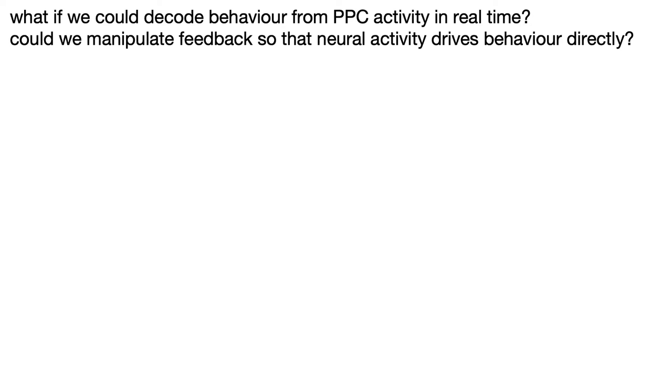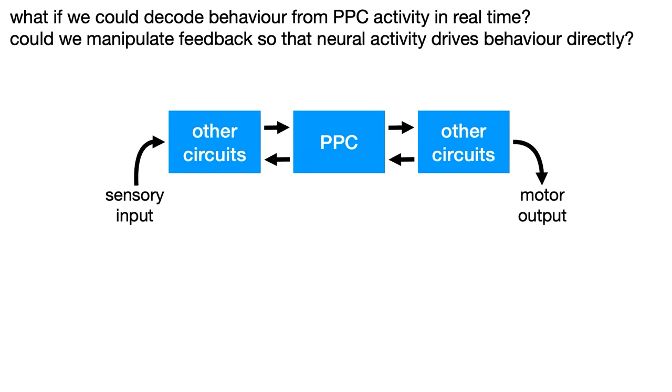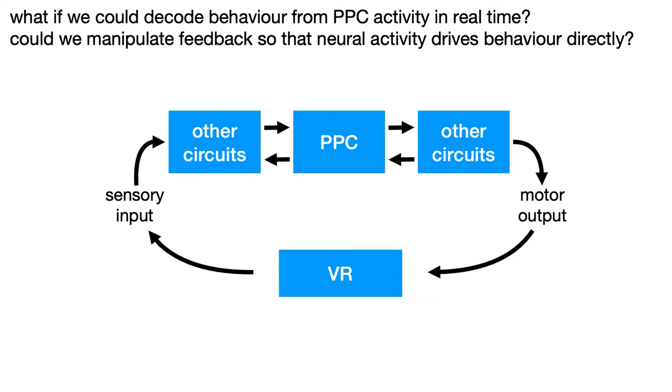Now, why would we want to do this? The answer is that we can now potentially manipulate the feedback so that the neural activity itself drives the behavior. So in summary, what we're attempting to do is we have this situation here where the PPC is involved in controlling behavior of this virtual environment. We want to shortcut this, we want to eliminate the motor output, so disconnect the physical control of this VR, decode directly from this part of the brain and use that to drive the VR.